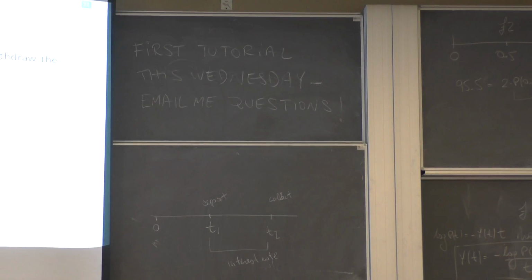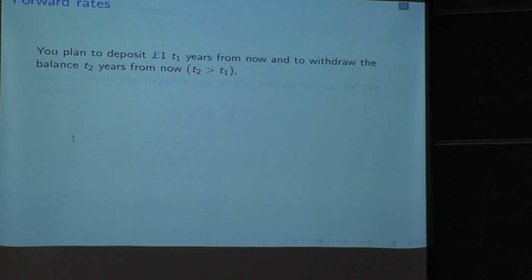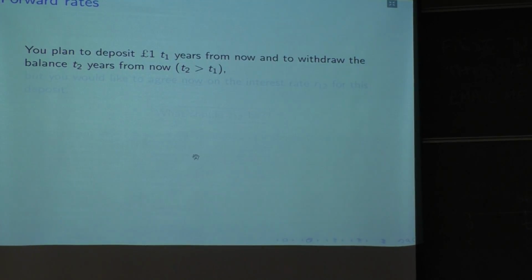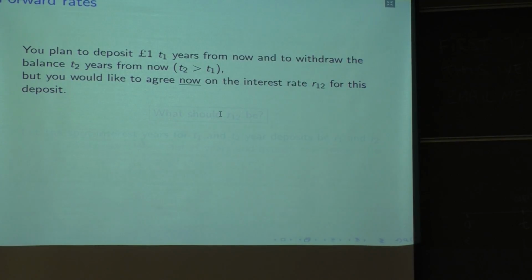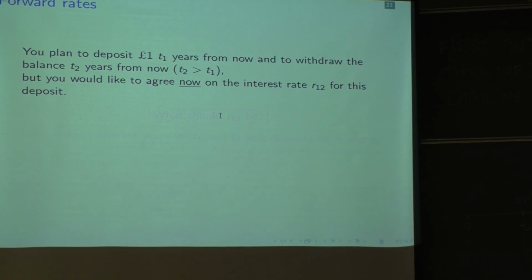In this particular example, I want to deposit £1 in T1 years and withdraw the balance in T2 years. I go to the bank and I wonder what should be the interest rate, which I'm going to call R12, for this deposit. What is the interest rate I'm going to calculate for my deposit in this period of time? These interest rates are what we're going to call forward rates. These are interest rates that apply for periods of time that begin in the future. So let's try to figure out how to do that.